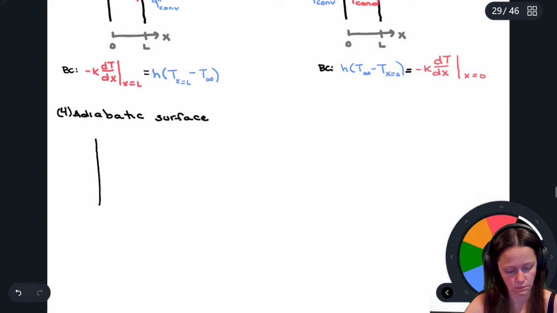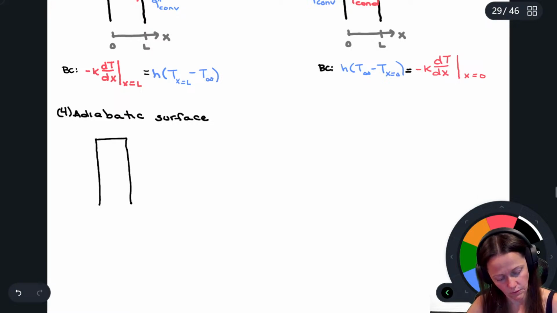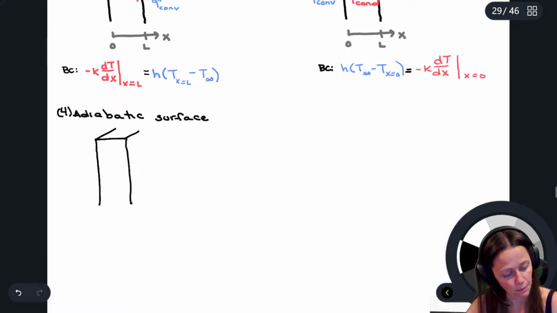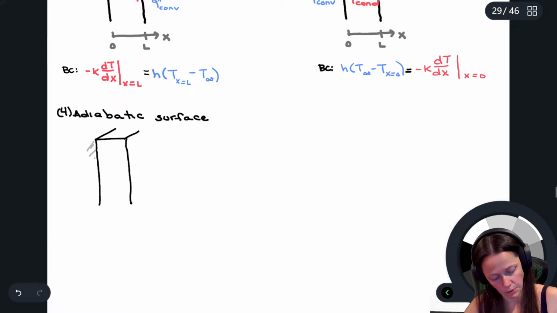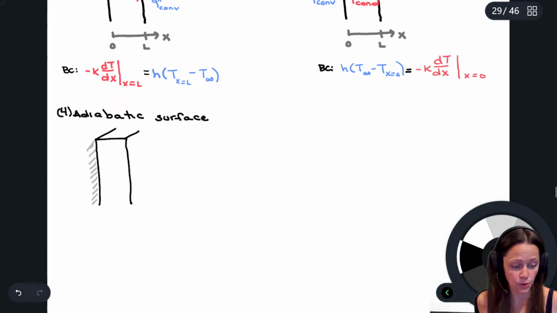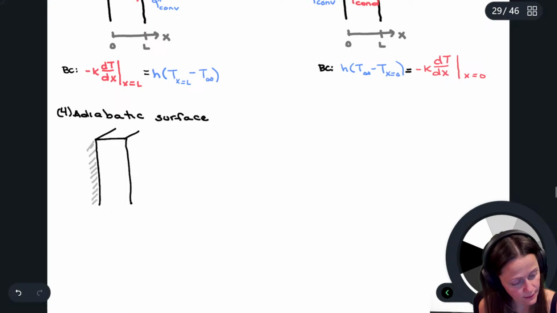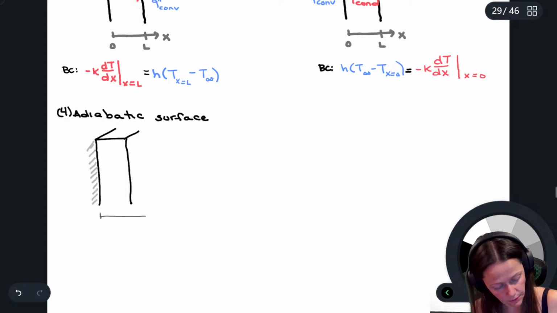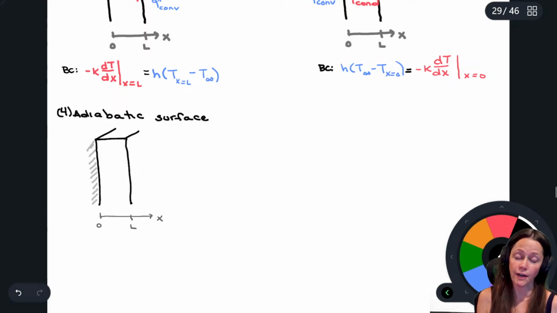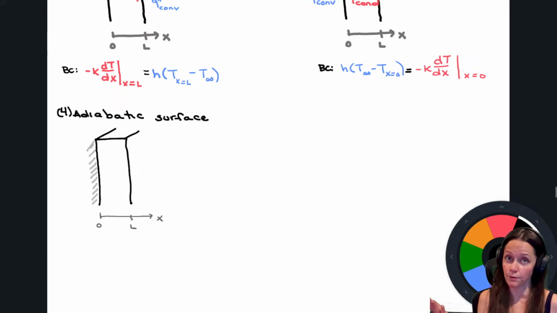So maybe I throw some insulation right here. So that's my adiabatic surface. And so all you would be able to say, well, if I did an energy balance at x equals 0, probably need to define that. Here's 0, here's L. If I did a surface energy balance, remember, whatever is going in has to be going out. And at x equals 0, nothing's going in because it's an adiabatic surface, no heat transfer.